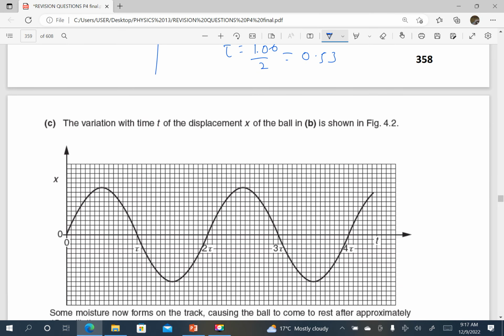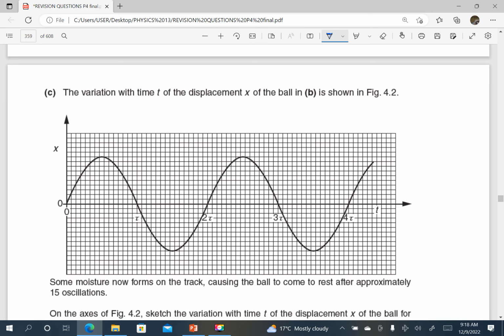The variation with the time t of the displacement x of the ball in B is shown in the figure.